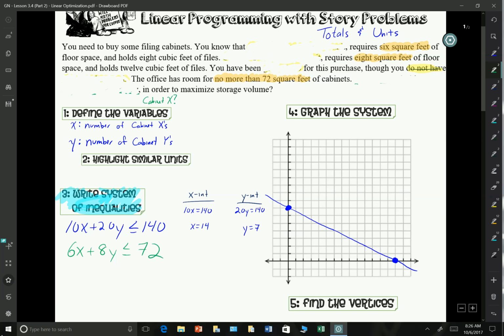And it should make sense. Every model X takes up 6 square feet. Every model Y takes up 8. So if I buy 2 model X's, that's 12 square feet taken up, right? So it should make sense why this works. And we have our total, less than or equal.